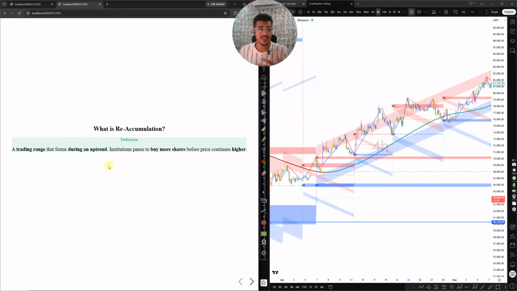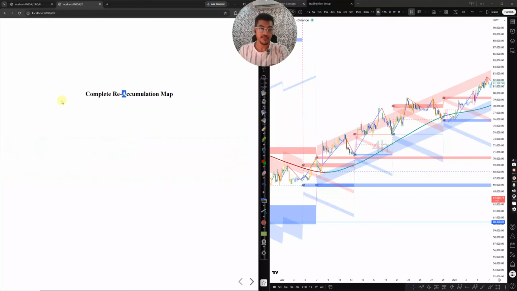This is the trading range that forms during an uptrend. Institutions pause to buy more shares before price continues higher. All right, they are thinking, we like this stock, but we need more. All right, so let's buy it quietly while prices pause. Okay, the complete reaccumulation map is this.